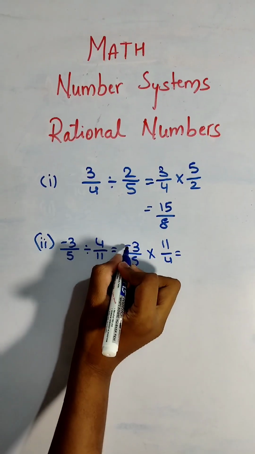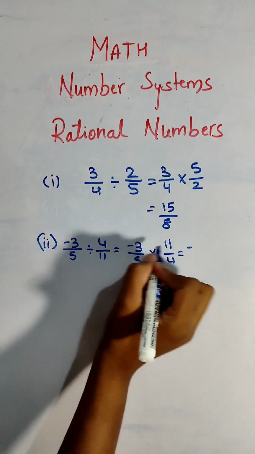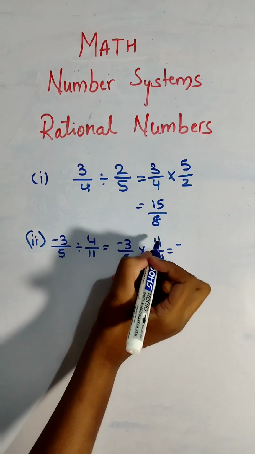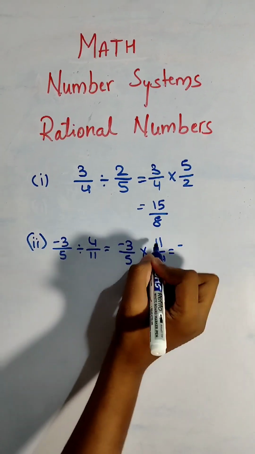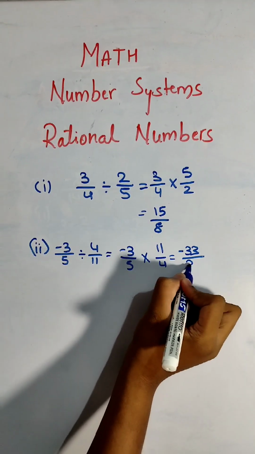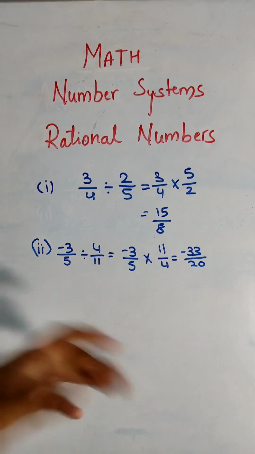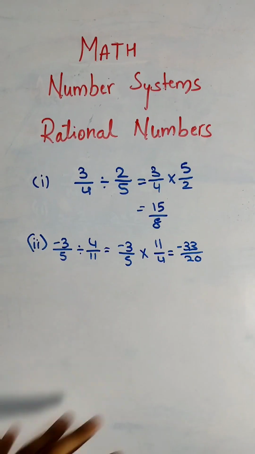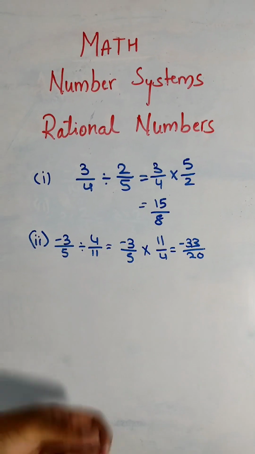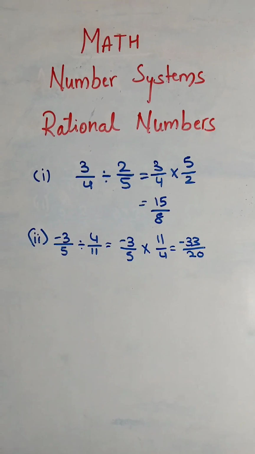Multiplication with these two numbers is easy, but as we have a minus sign, it will stay the same because 11 does not have a minus sign. 3 into 11 is equal to 33, and 5 into 4 is equal to 20. But we cannot continue the further division, so this number stays as it is, as an improper fraction, but as we said, a rational number.